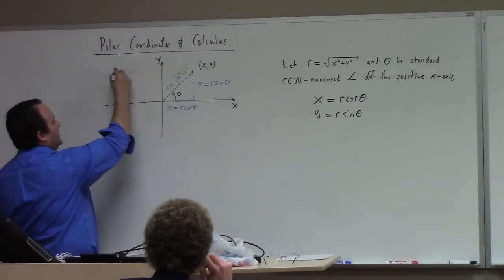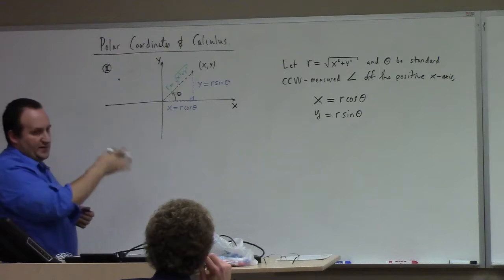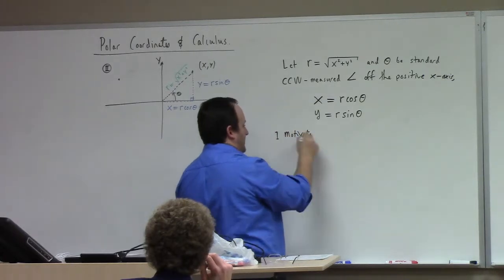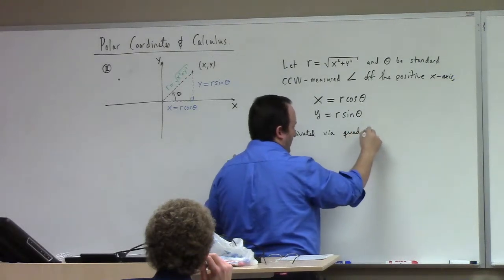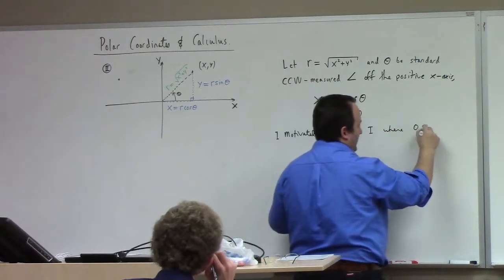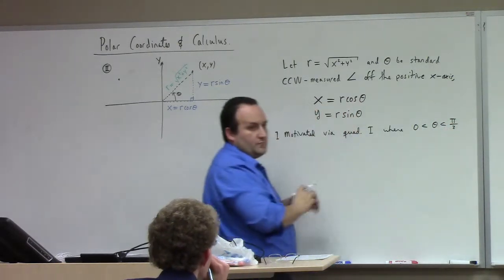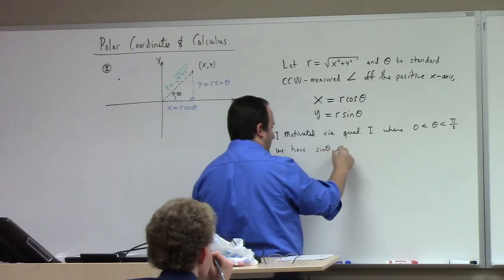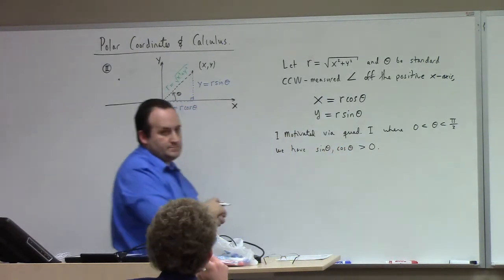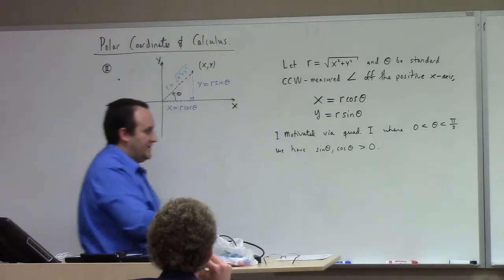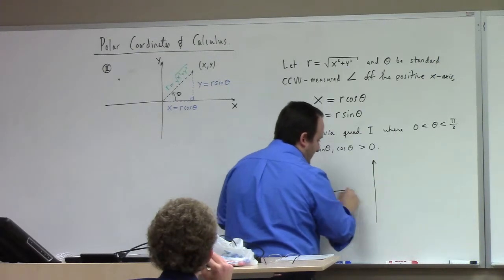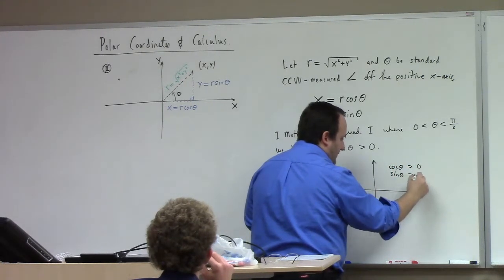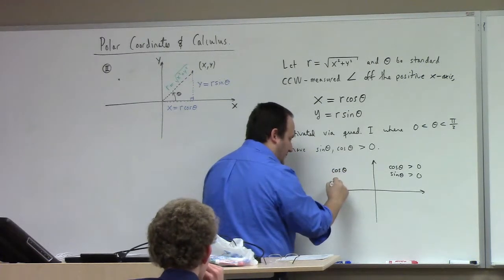Like over here, if I pick a point in quadrant 2, well, let me make a new picture. So, I motivated via quadrant 1, where 0 is less than theta is less than pi over 2, right? And so there we have sine theta and cosine theta both positive. In quadrant 1, both sine and cosine are positive. But if I was to make a picture with the other quadrants, I could say, okay, so here we've got cosine theta and we've got sine theta. They're both positive, right? How about over here? What's the deal with cosine theta and sine theta?